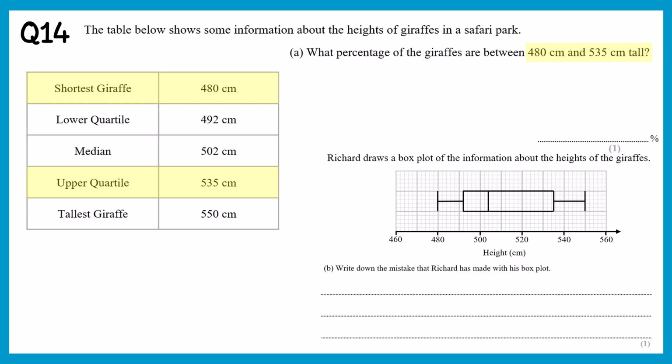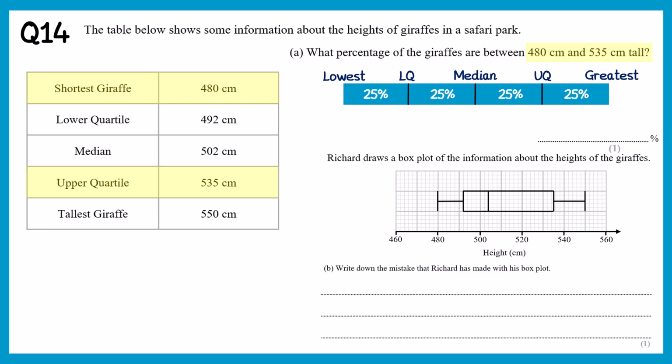When we split data into quartiles, 25% of the data lies between each of them. So there's 25% of data between the lowest and the lower quartile, 25% between the lower quartile and the median, and so on. We want to know the percentage of data between the lowest, because that was 480, and the upper quartile, because that was 535. Between these two values you can see there are 3 lots of 25%, which is 75%. So the answer is 75%.